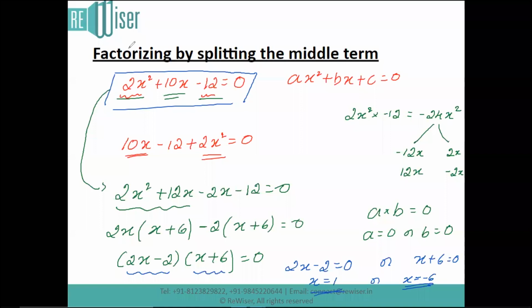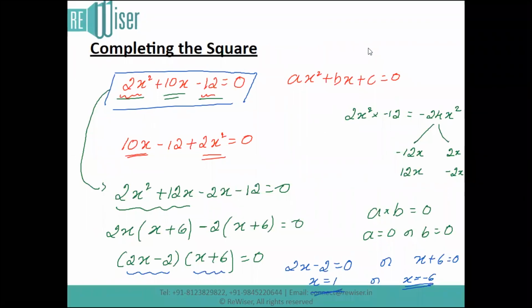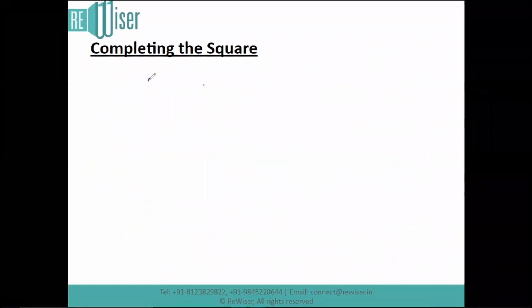Now if I talk about the second method of solving the same sum, let me take the same example. My example was 2x squared plus 10x minus 12 is equal to 0, and we got the answer as x is equal to positive 1 or x is equal to negative 6. So now let's think about solving the same quadratic equation using the completing the square method.